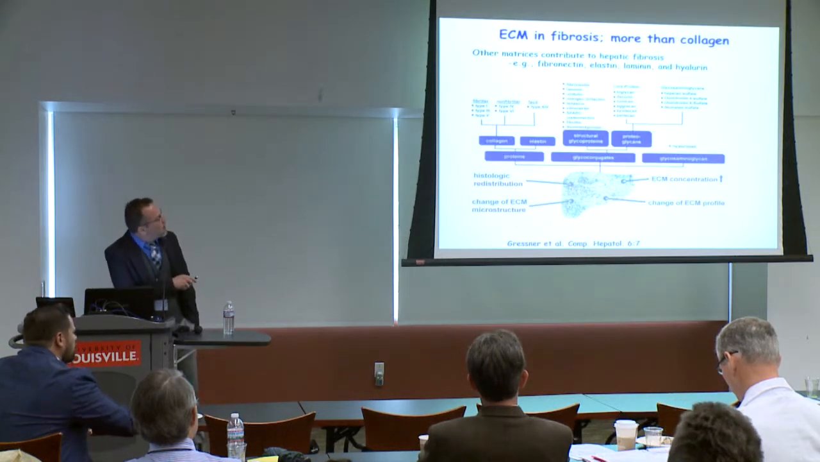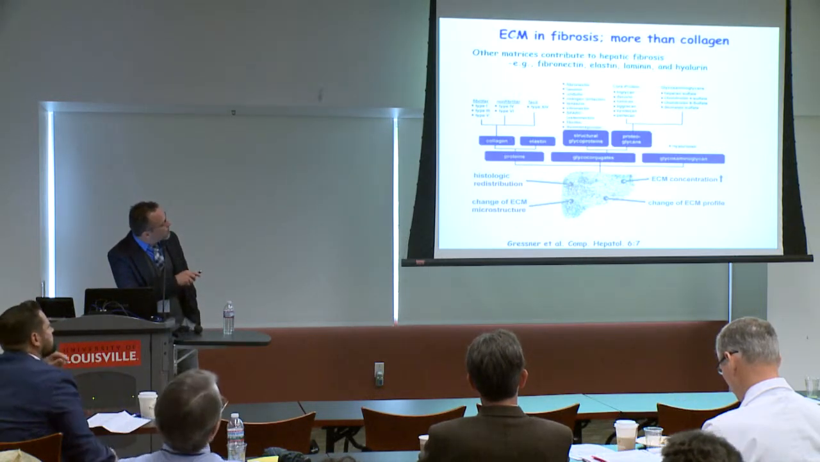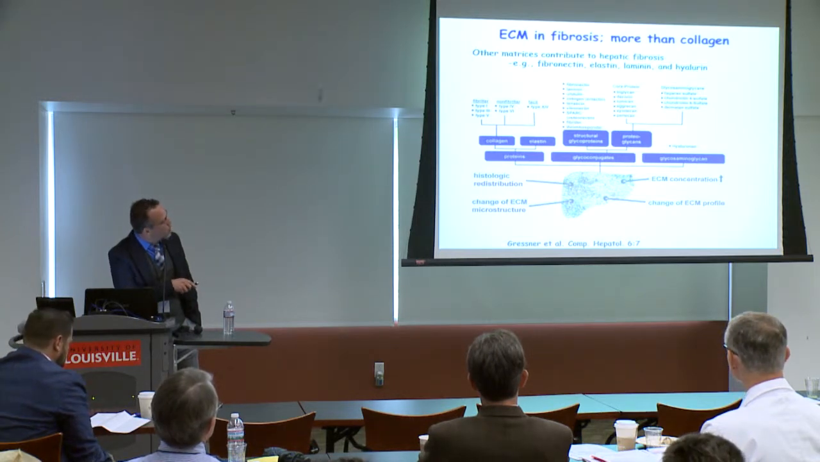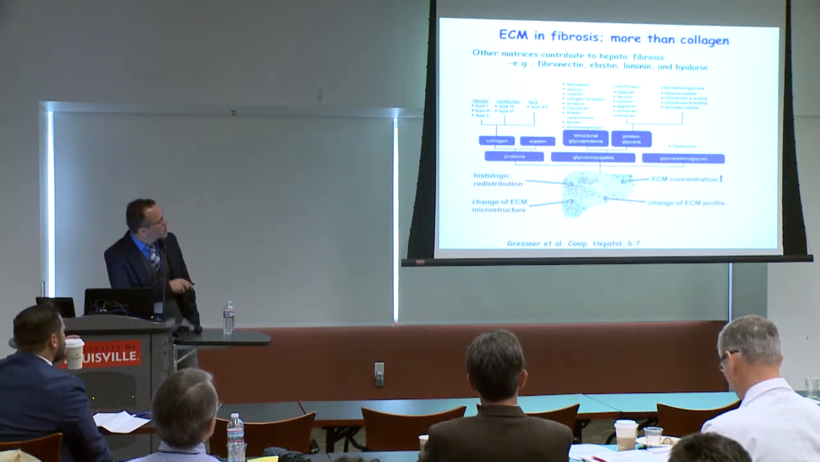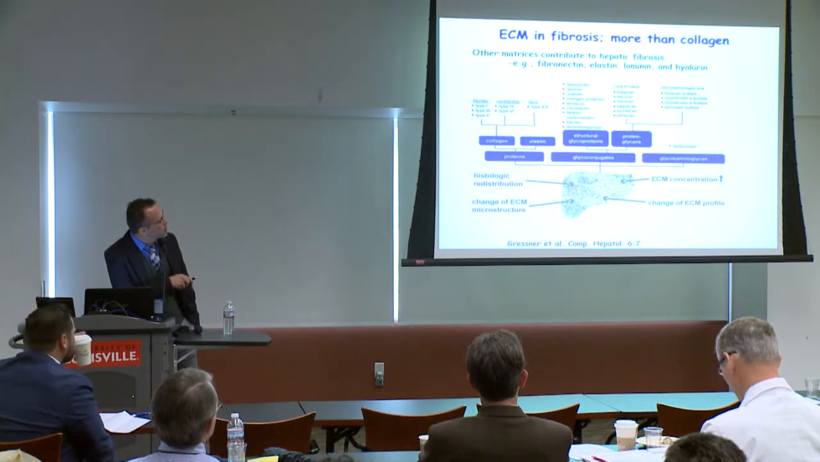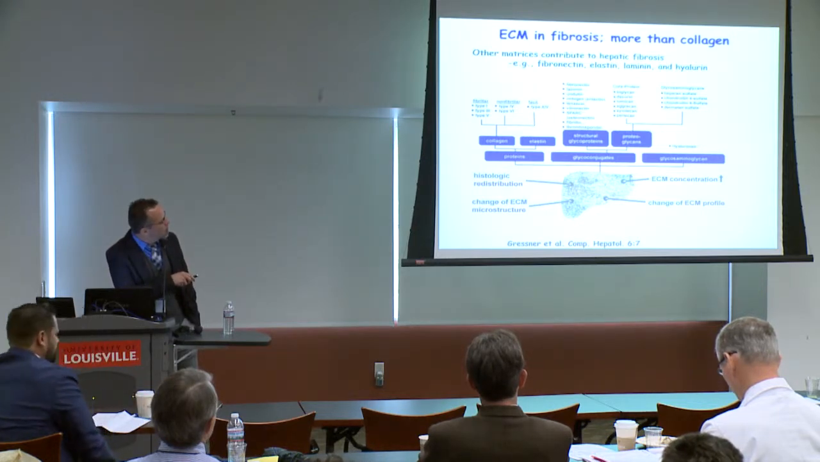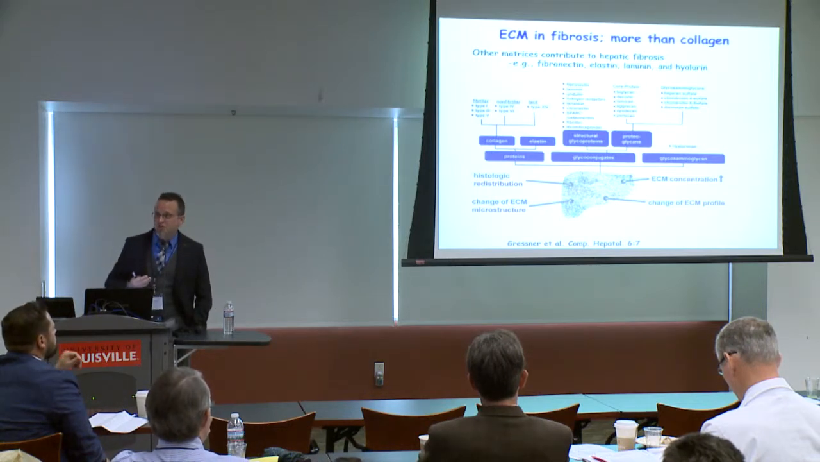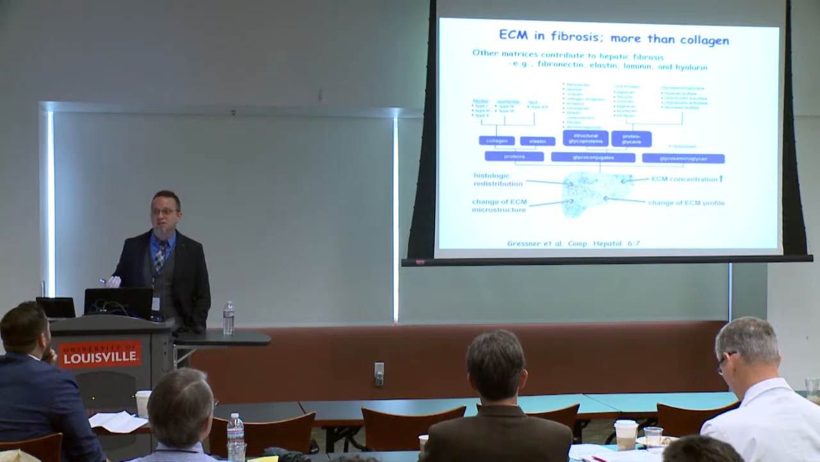So here, when you look at fibrotic changes and the matrix changes, it's a lot more than collagen going on. In fact, there is a huge remodeling of the liver in general, and all the different matrix proteins come into play. So this is not just collagen. The reason people think about collagen is because it's the easiest to see.